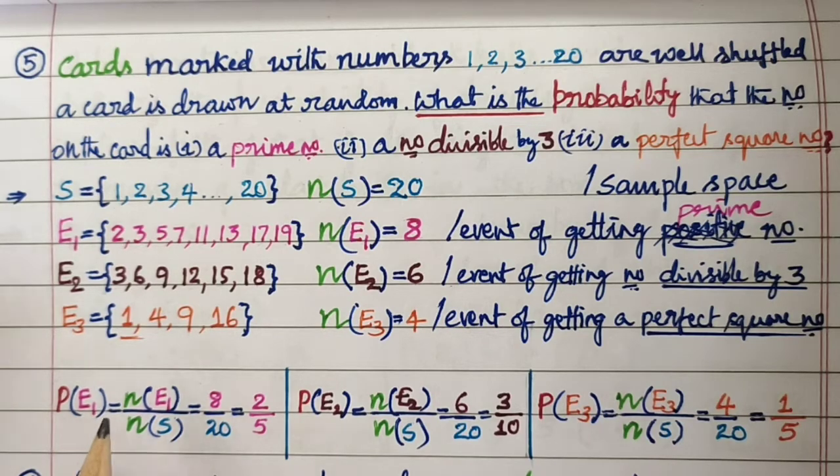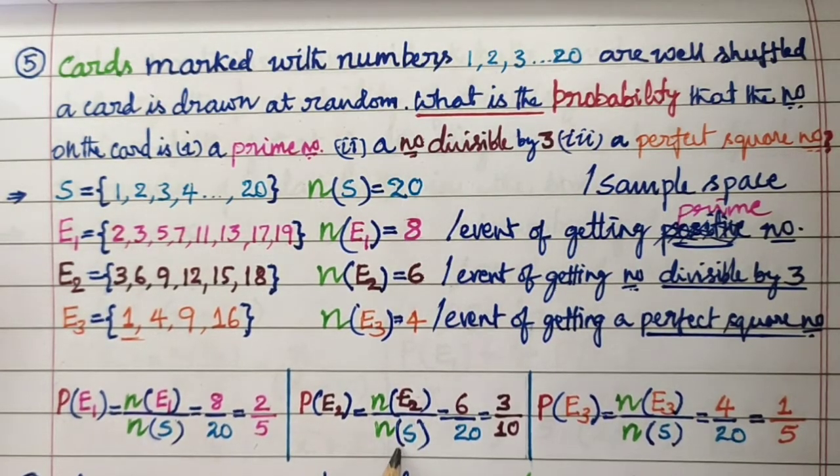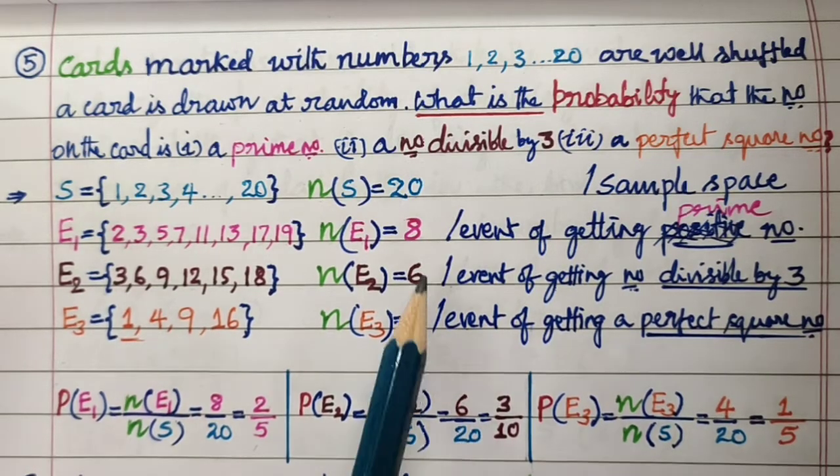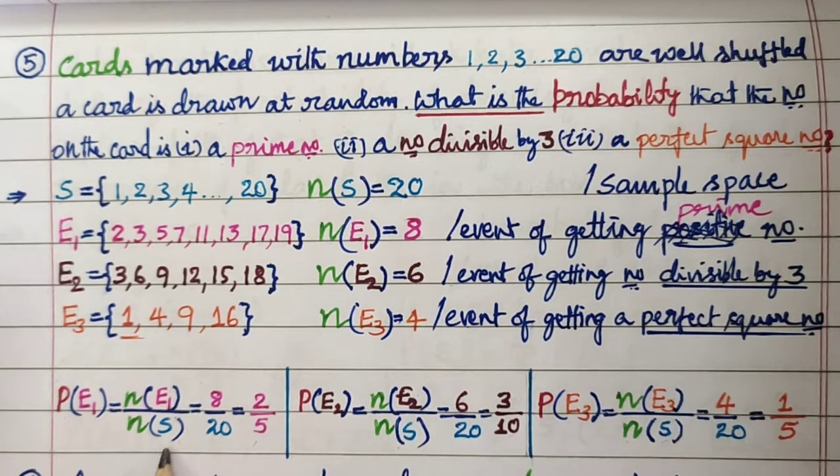Then P of E1 is equal to N of E1 divided by N of S. P of E1 is 8 by 20, that is 2 by 5. P of E2 is equal to N of E2 divided by N of S, 6 by 20, that is 3 by 10. P of E3 is N of E3 by N of S, equal to 4 by 20, that is 1 by 5. The denominator is always N of S.